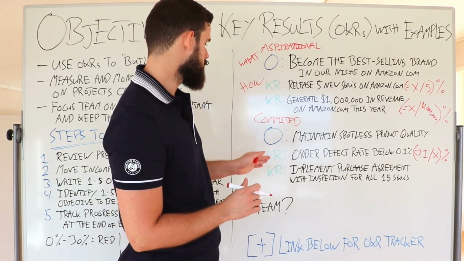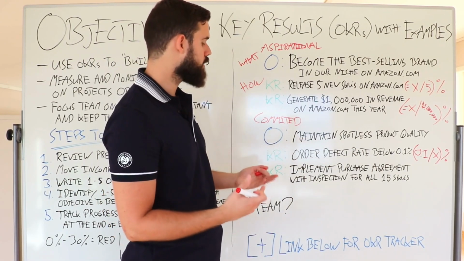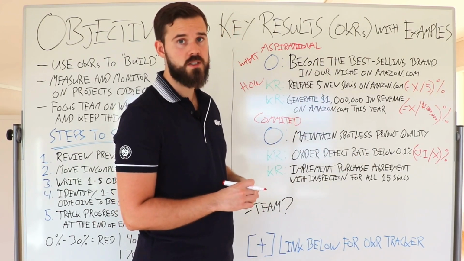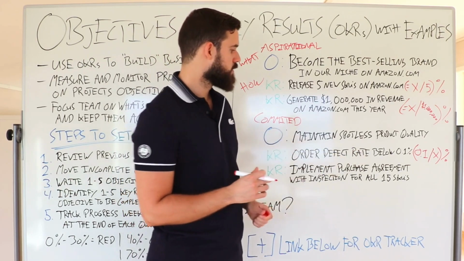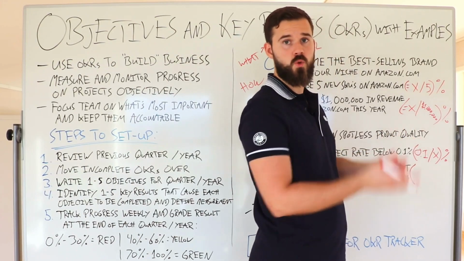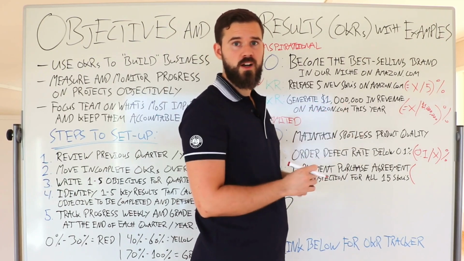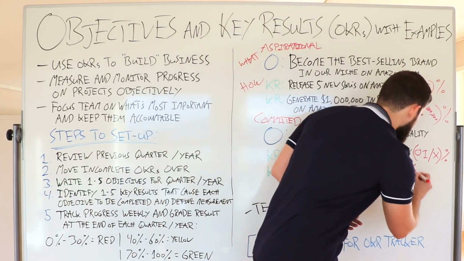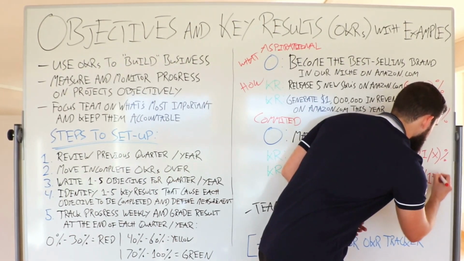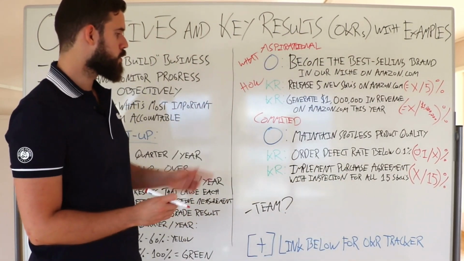The second one is implement purchase agreement with inspection for all 15 SKUs. So the data point we have, you notice we have data points in each key result we have set. So we can measure it objectively, scientifically. So we've got 15 SKUs, right? So now we want to be at 15 SKUs or above, or we want to implement this for 15 SKUs or more. So the target comes first, X, we divide it by 15. And this will give us a percentage. So that's how it works, and that's how we will be able to track it.